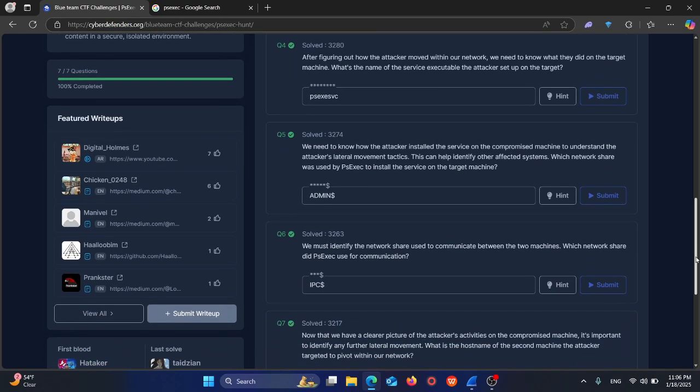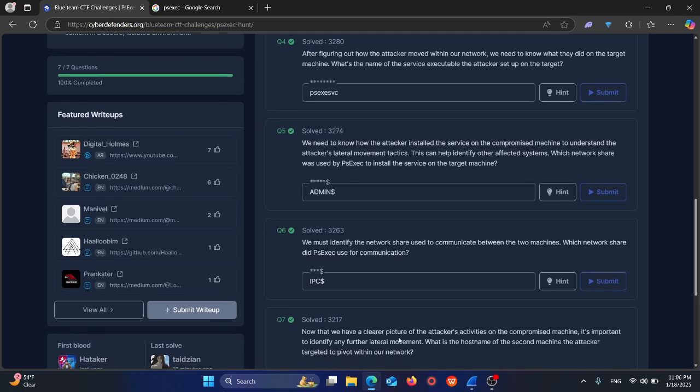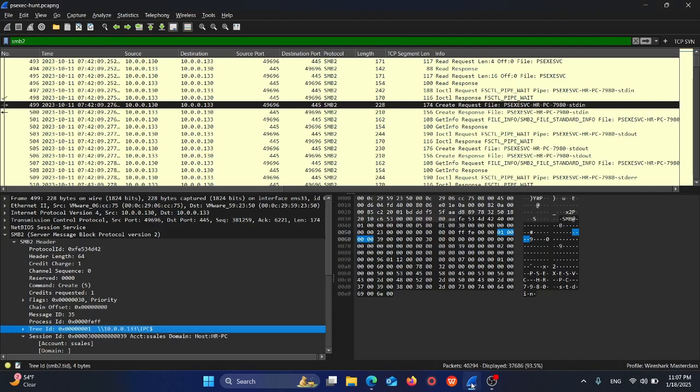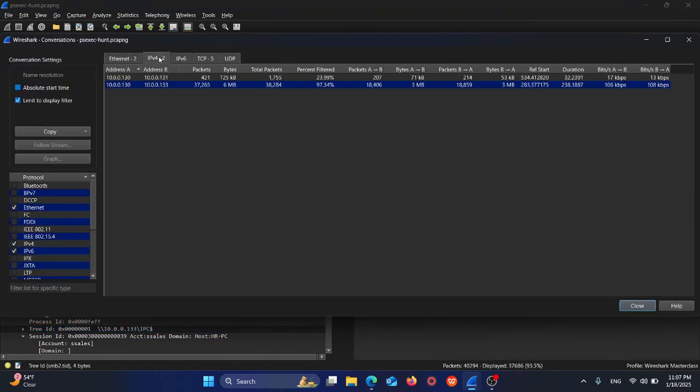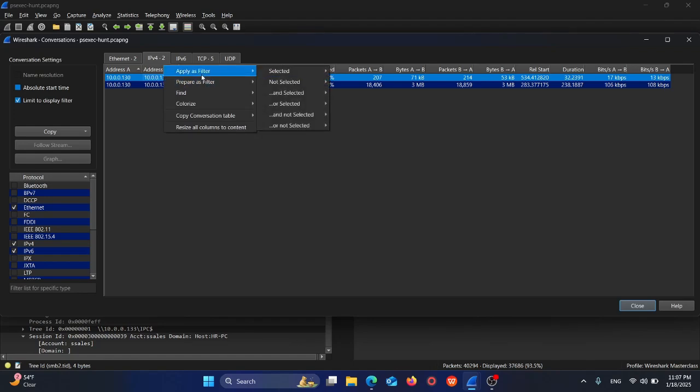Question number seven says, now that we have a clearer picture of the attacker activities on the compromised machine, it's important to identify any further lateral movement. What's the host name of the second machine the attacker targeted and pivoted to within our network? All right, so as we have pointed out in the first part, when you look at the conversations, we have here two IP addresses. The first one, which was the initial compromise, was of this IP address, and the second one is actually this one, 131. Okay, but to double check, let's apply this as a filter and select A to B.